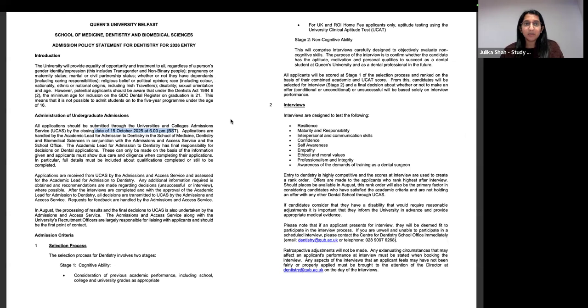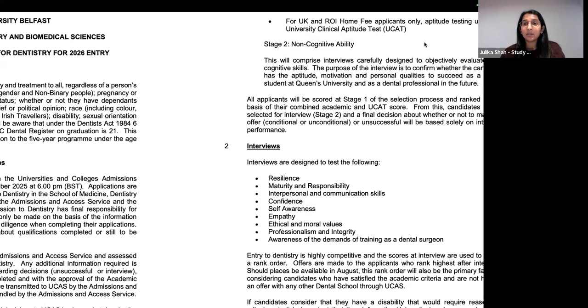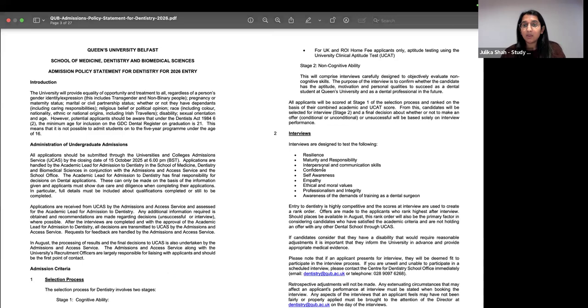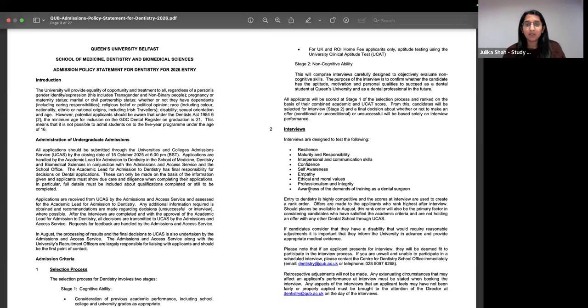So there's some more information about how it's structured. They talk about the selection process and what they look for. They look at academic performance. They look at the UCAT, so that's up there. Sorry, you might not be able to see it. UCAT, and then they'll do an interview where they'll test you on a series of different things.